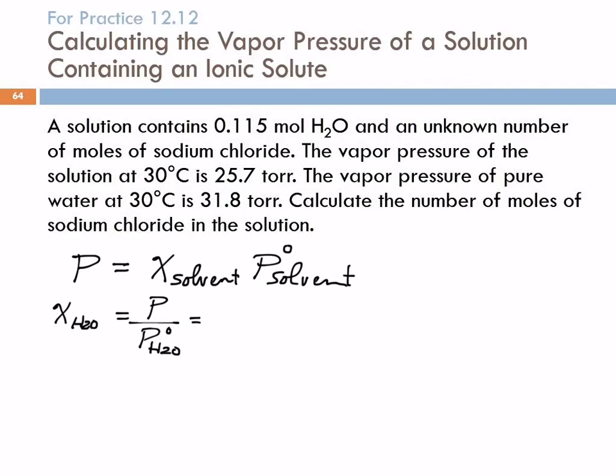So the vapor pressure of the solution is 25.7 torr, and the vapor pressure of water is 31.8 torr. So the mole fraction of water is 0.80818, 3 sig figs.